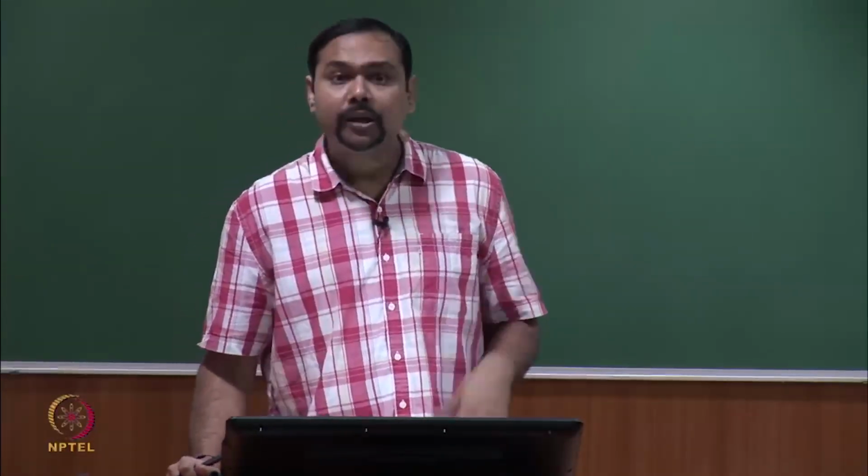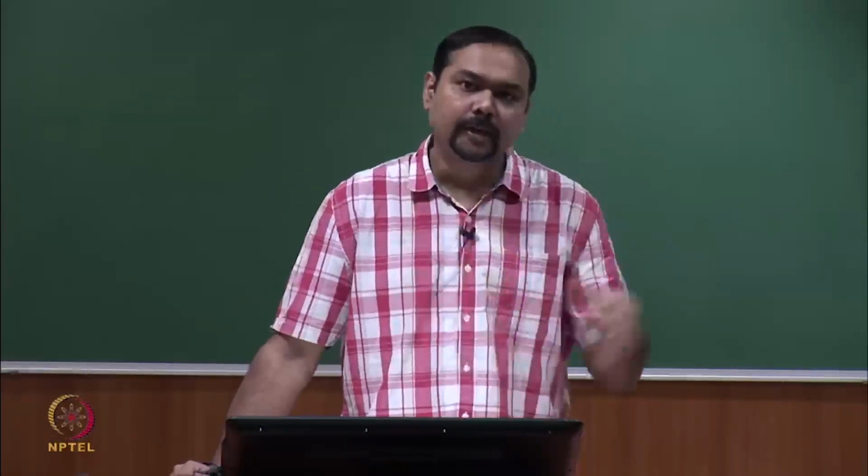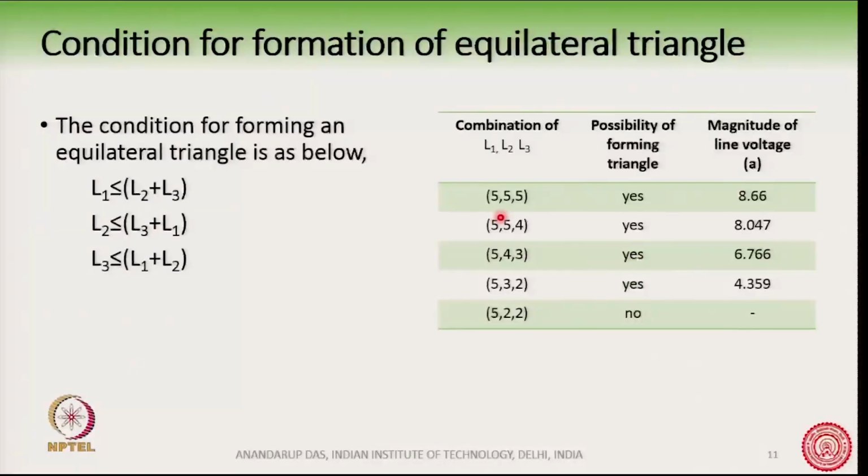How many can I go on bypassing? I cannot go on bypassing for any number. For example, let us take the combination 555 and the value of A that we will obtain. If I put it into that formula, the value of A will be 8.66. Under this condition, the sum of two phases, 5 plus 5, is always greater than the third one, and so it is possible to form the equilateral triangle.